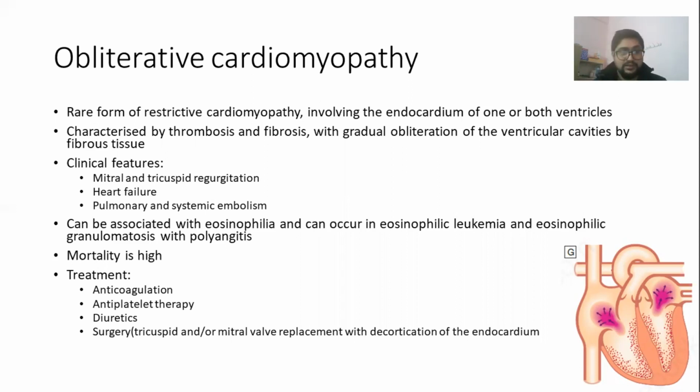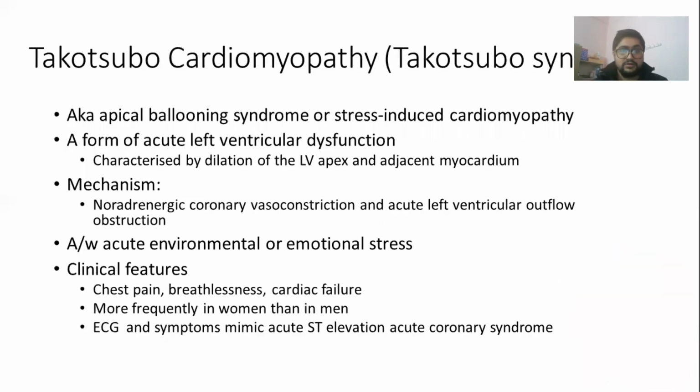Mortality is very high. Treatment basically is symptomatic therapies, diuretics, and surgery might be necessary, in which we do decortication of the endocardium and mitral and tricuspid valve replacement. So one of the frequently asked MCQs is about Takotsubo cardiomyopathy or Takotsubo syndrome. It is also known as apical ballooning syndrome or stress-induced cardiomyopathy.